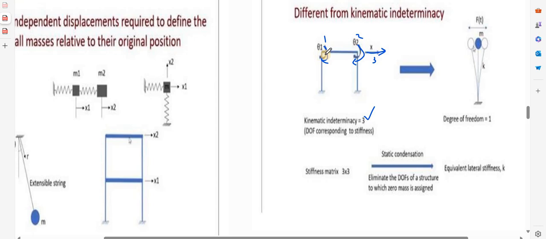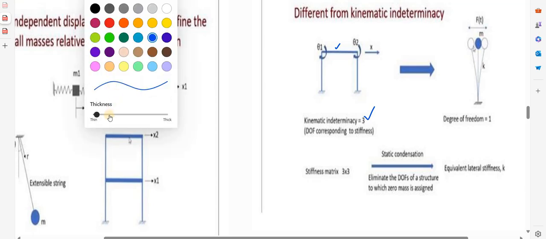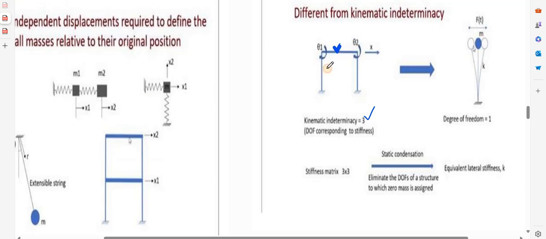For example, here is a framed structure which has one beam. Here you can see a beam, and this is a column, two columns are there. If I am modeling this structure in a dynamic way, it will be modeled like this. Here the columns we will model as a single element, and at the top you will have the mass. This is the mass.